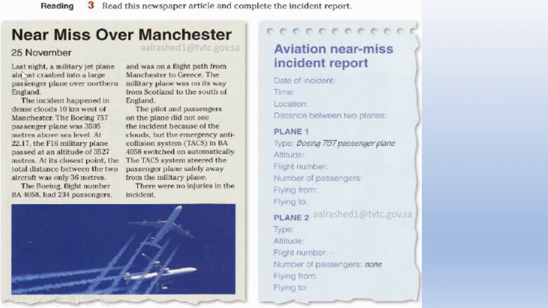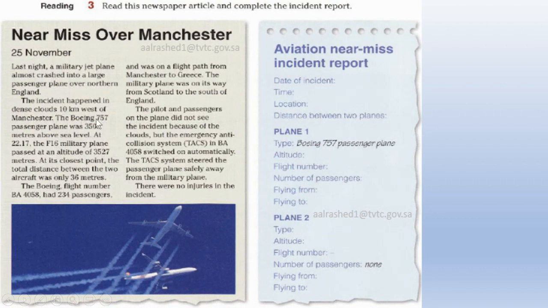Okay, let's read first. Last night, a military jet plane almost, what do you mean by almost? Almost. As we can see, it did not get crashed, but almost. Almost crashed into a large passenger plane over northern England. Where did the incident happen? In dense clouds, 10 kilometers west of Manchester. Clouds means, as you can see here, this is a cloud.